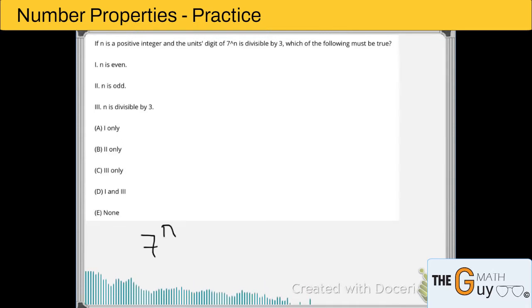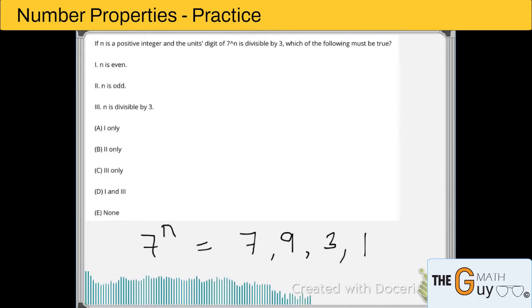I'm not going to read the question first. I'm going to first break down. Units digit of 7 to the power n can be 7 if it's power 1, right? So you remember the patterns, the units place pattern. That's why you need to remember. With power 2, 6, 10 and so forth, the next is 9, then comes 9 times 7, 3, and then comes 1. Right. So which of these 4 is divisible by 3?